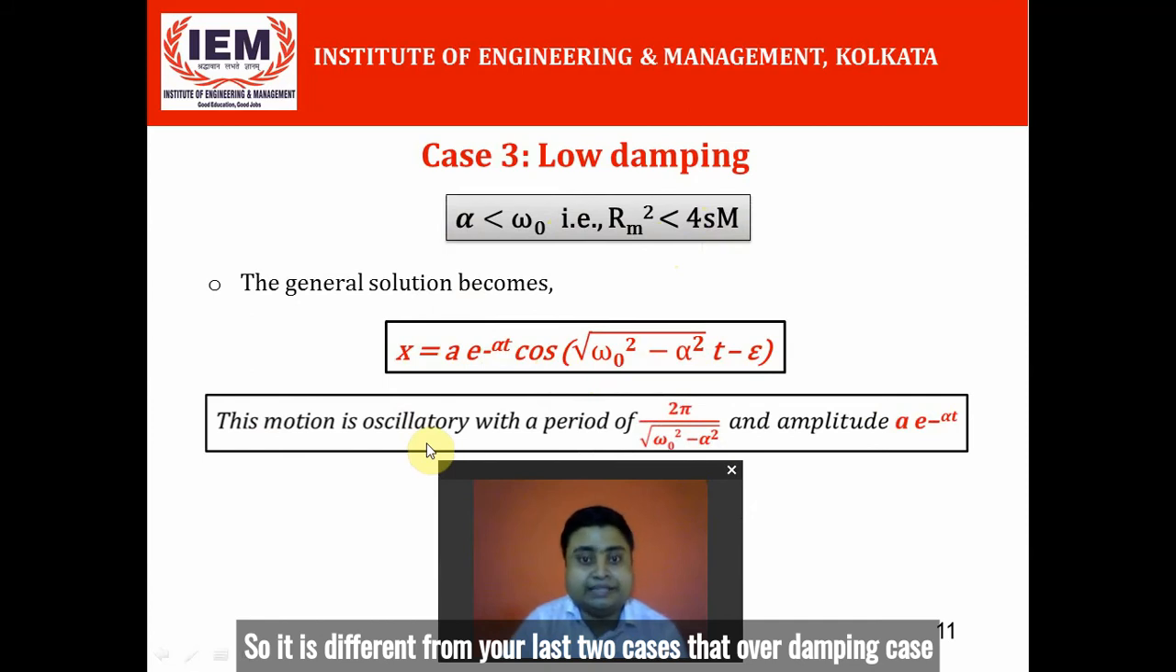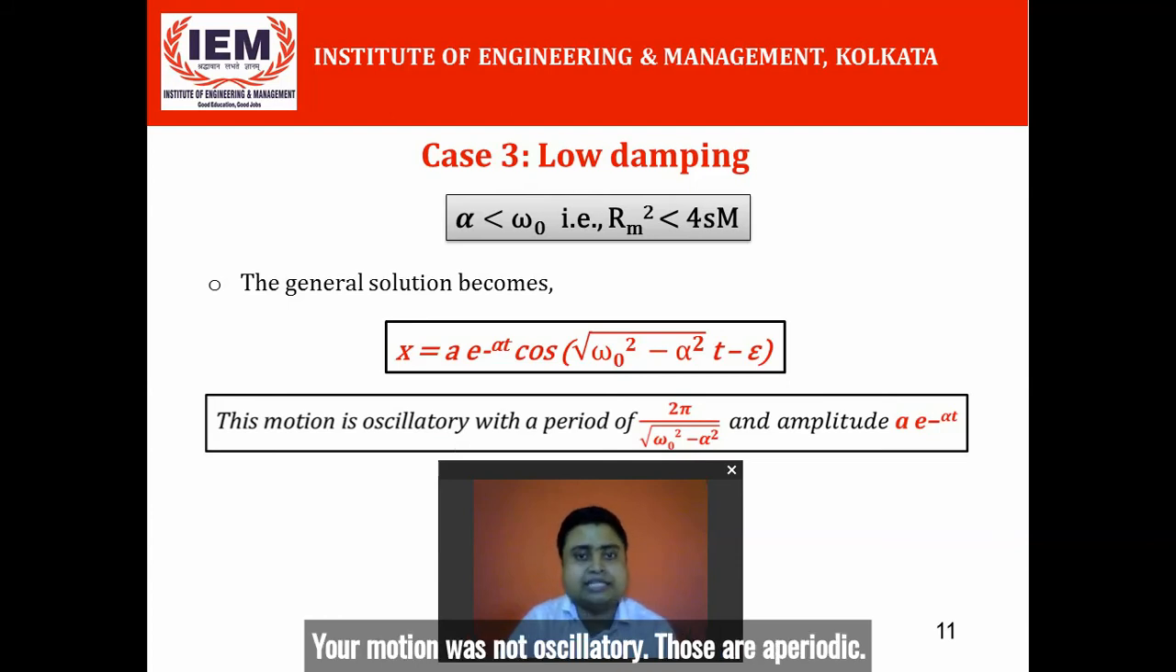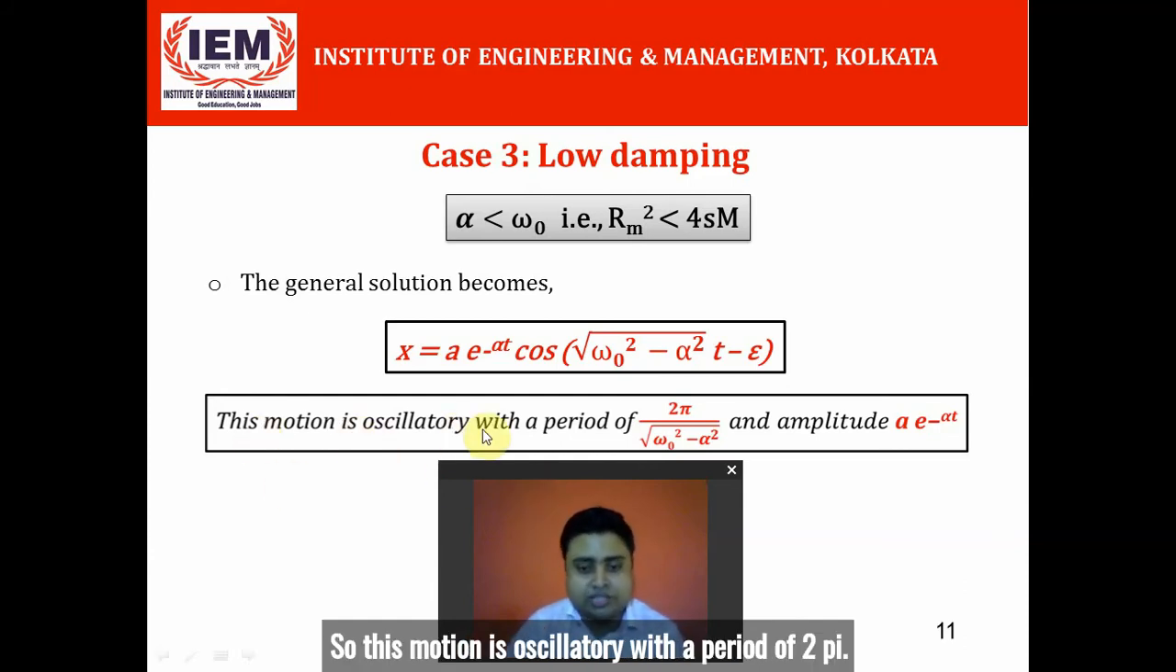So it is different from your last two cases, the over damping case and the critically damping case. In those cases your motion was not oscillatory, those were aperiodic. But in this case it is oscillatory because you have the cos term. So this motion is oscillatory with a period of 2 pi by root over omega 0 square minus alpha square.